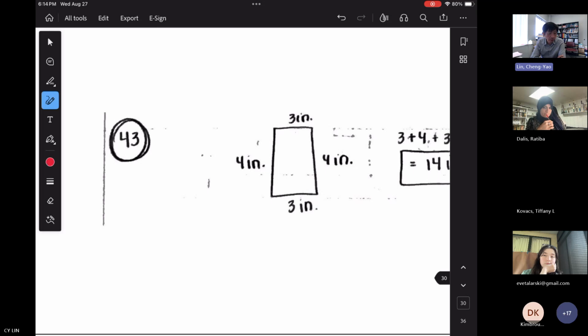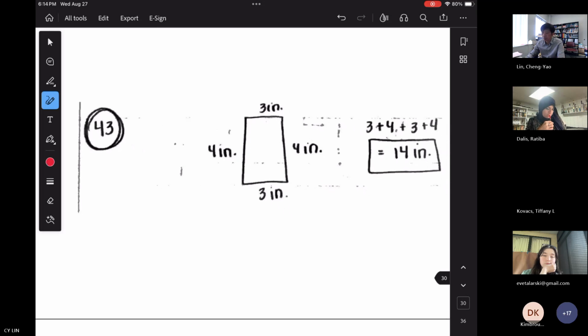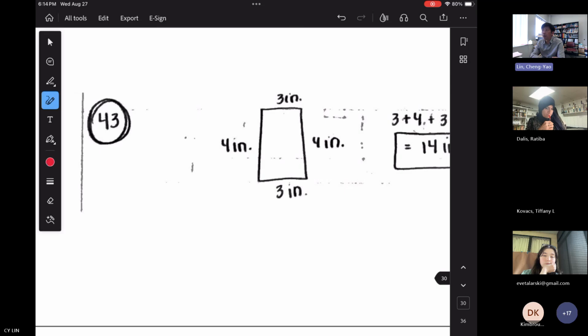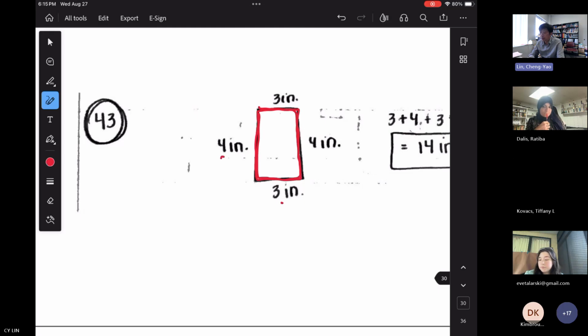Next, what is the perimeter of figure A? What is the meaning of perimeter? Adding up all the sides. Sides together. Looking for the sides, right? That's the perimeter, right? So we have 3 plus 4 plus 3 plus 4. So that is the perimeter.